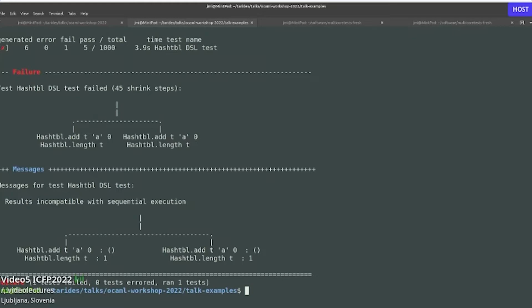That's excellent. It's barely 10 o'clock. Did we already find a bug in the OCaml standard library?